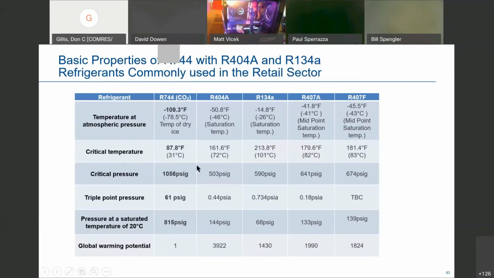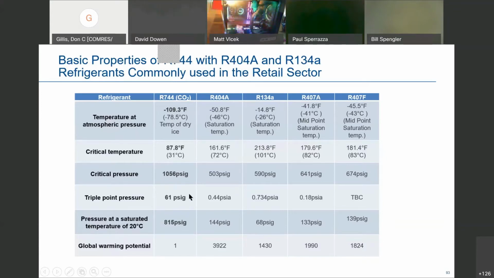Critical pressure at 87.8 is going to be 1056 or 1055. That's PSIG. Obviously, at PSIA, it'd be around 1070. Triple point is going to be 61 PSIG. Again, we have a very low critical temperature, and we have a very high triple point pressure, where all three phases meet in that area.